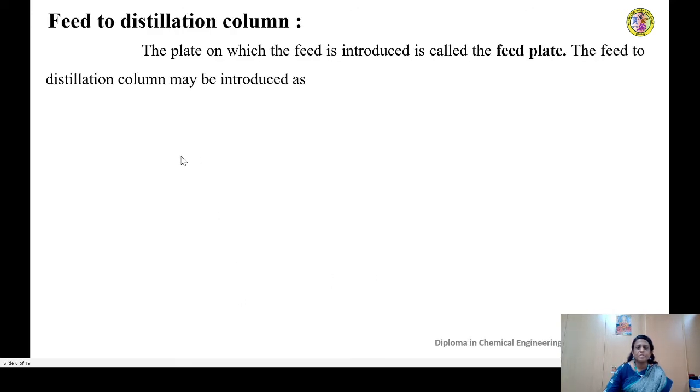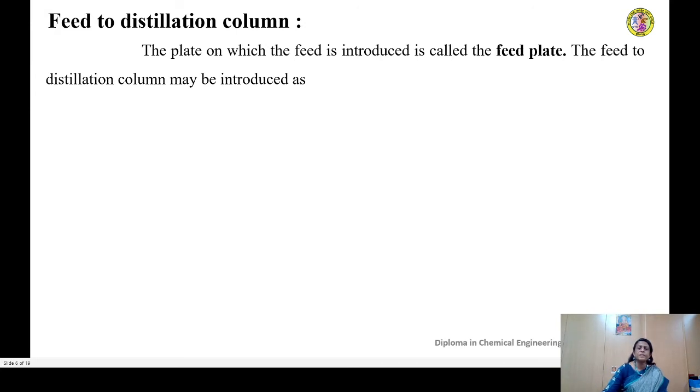So let us start with the condition of feed to the distillation column. You all know that the feed enters more or less at the center of the distillation column. Whichever plate on which the feed is introduced is called the feed plate. In the beginning itself I told you that feed may enter in a number of conditions: it may enter in the form of a liquid, or in the form of vapor, or it may be a mixture of vapor and liquid, that is, partly vapor and partly liquid.